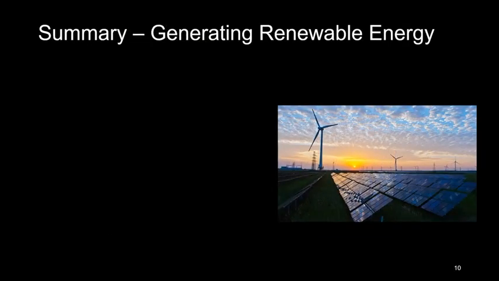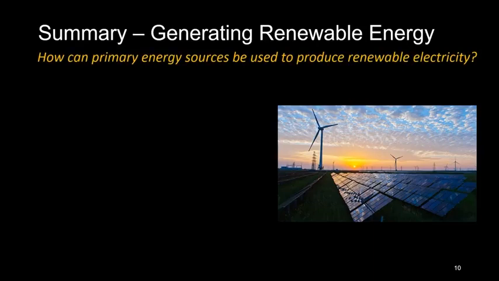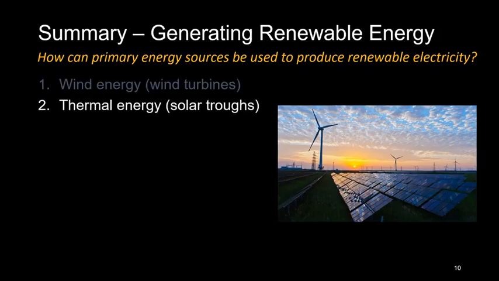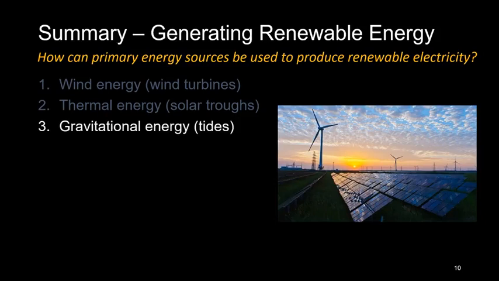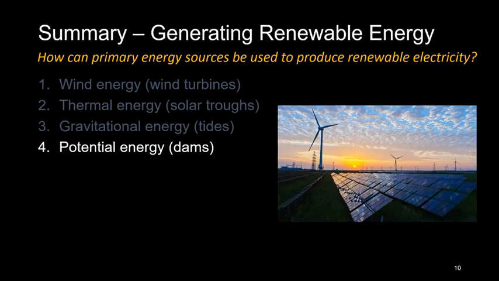Summarizing, in this video, we have undertaken to explain how renewable energy can be used to produce electricity. We've examined 6 different ways that this can happen. Wind energy, such as wind turbines that exploit moving mass to generate electricity. Thermal energy, such as solar troughs that use heat. Gravitational energy, such as barrage dams that use tidal energy. Hydroelectric dams that use potential energy of stored water.